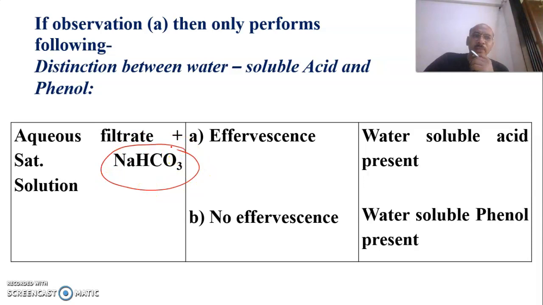Sodium bicarbonate is a weak base, that is the chemical constituent of baking powder. It reacts with acids, but it gives no reaction with phenol. Phenols are also weakly acidic, but as sodium bicarbonate is itself a weak base, it gives no reaction with phenol, but it gives reaction with acid. So by having this as a reagent, we can distinguish acid and phenol. With acid, it gives carbon dioxide gas, effervescence, and in phenol there is no reaction, so no effervescence.